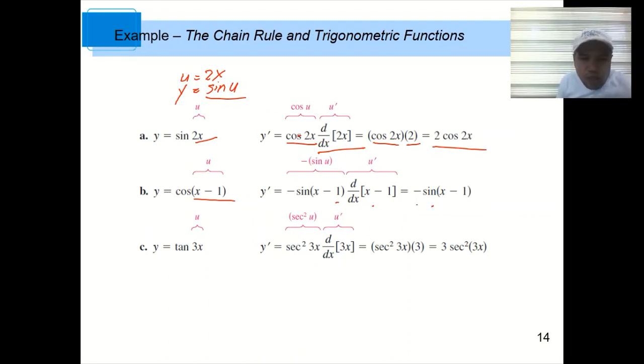Finally, y is equal to tangent 3x. We have inner function 3x, then outer function is tangent u. Tangent u will become secant squared u, which happens to be secant squared 3x. Derivative ng 3x is 3. So secant squared 3x times 3 is 3 secant squared 3x.